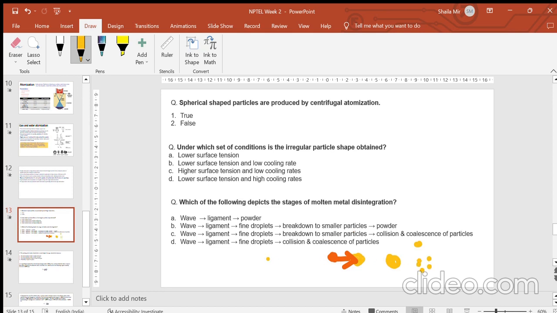So first there is a wave, ligament, and fine droplets, because that is due to the impingement of the water jet on your metal stream. But also once the small particles are formed, the metal particles are again impinged with the help of water particles into smaller particles, and there is collision occurring and coalescence of the particles. So this is also one stage in the metal disintegration, right?